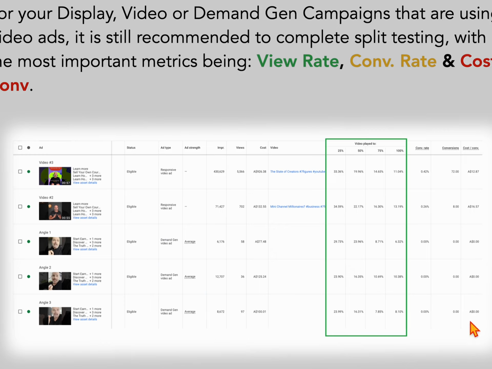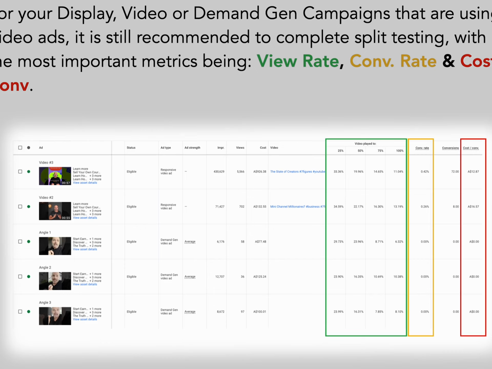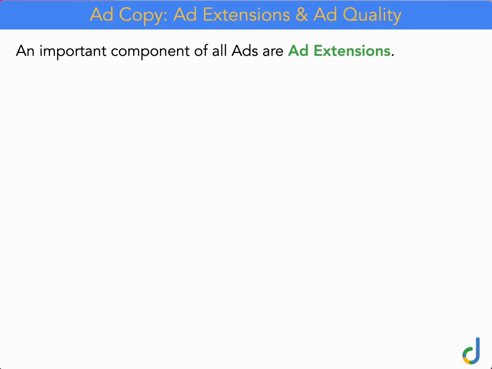So when it comes to your video campaigns, look at your view rates, your conversion rates, and your cost per conversions. Once again, when we get to the optimization process, I'll break this down in further metrics and really show you how to use all this data. But now I want to move over to ad extensions.